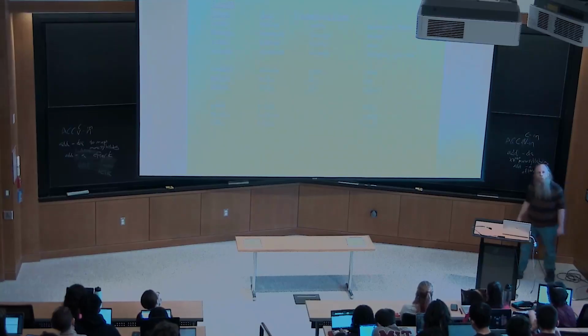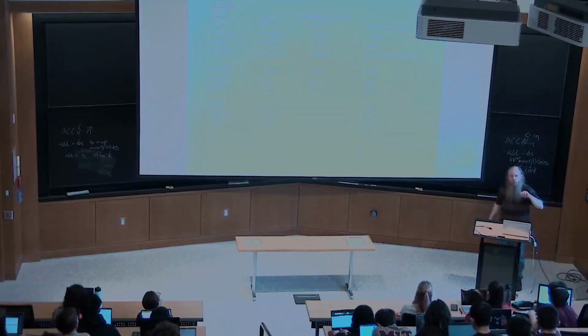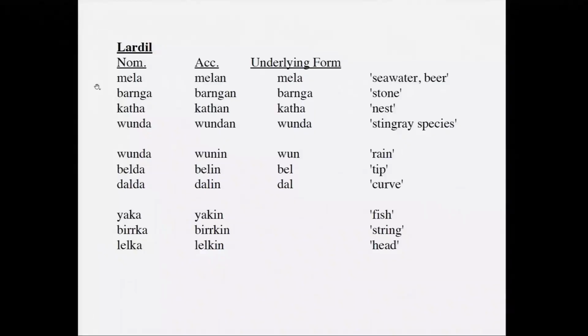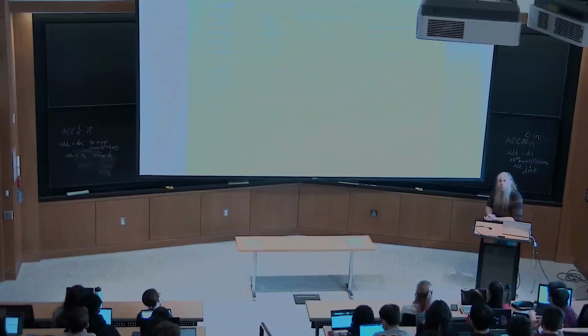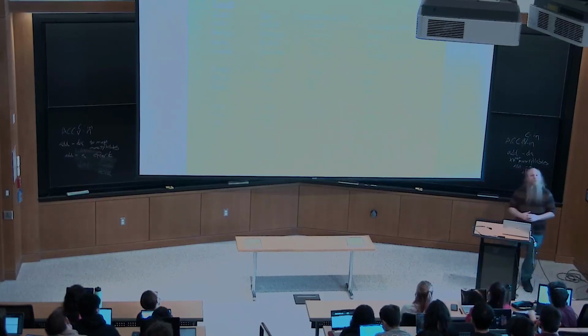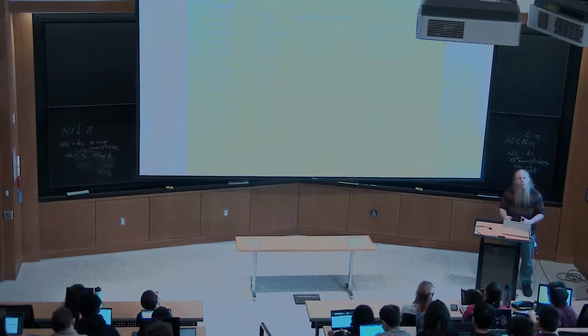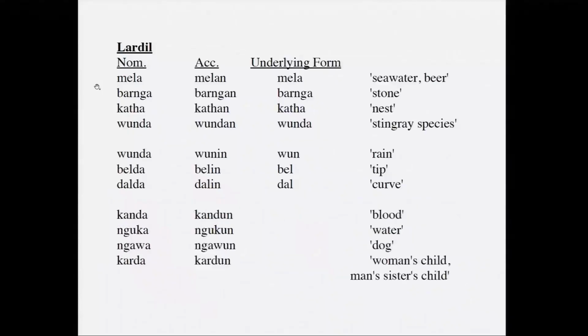Okay? Yeah, Joseph? Do you not have two stops in a row? You cannot have two stops in a row. Yakda would break that. That's right. Yeah, there aren't any Lardil words that have two stops in a row. Yeah, that's true. So yeah, yak, birk, and ralk.